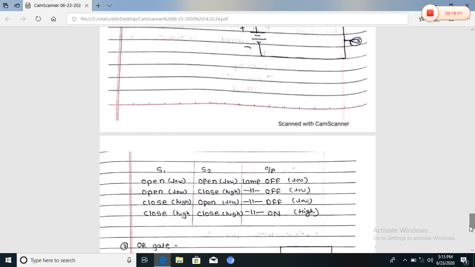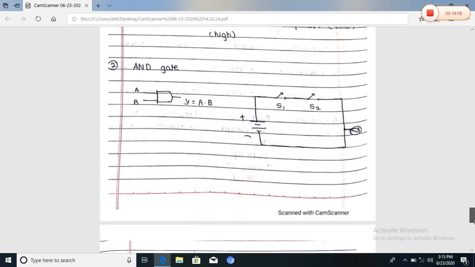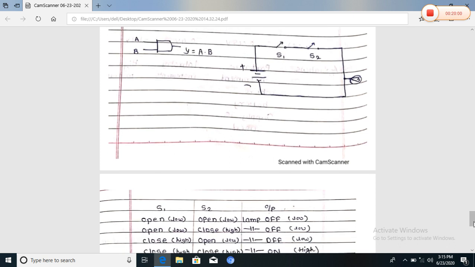When switch S1 is open, low, and S2 is high, that means in the truth table of the AND gate, the 0 1 condition. In that 0 1 condition, Y output is 0. So the output lamp is off. The lamp being off means that it is low.